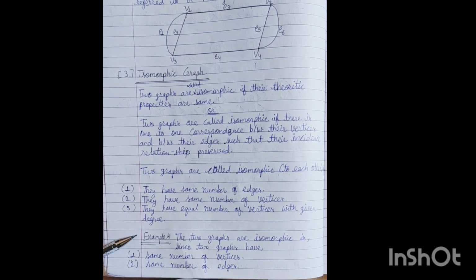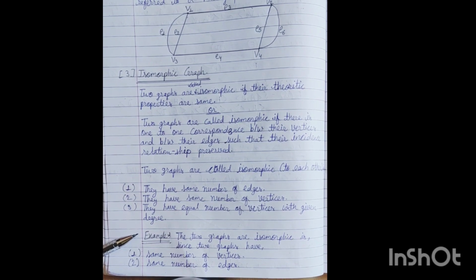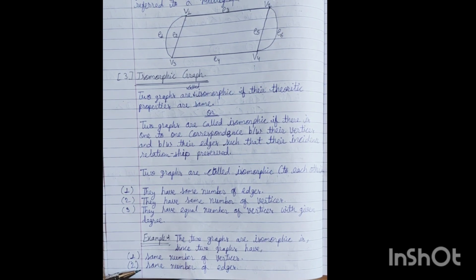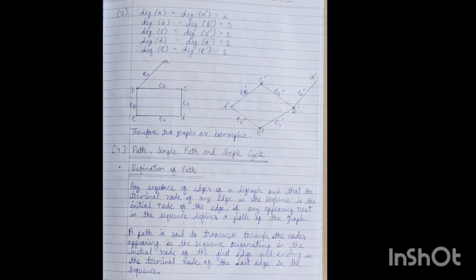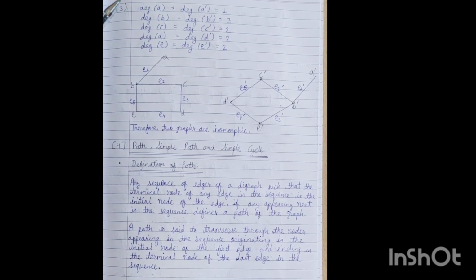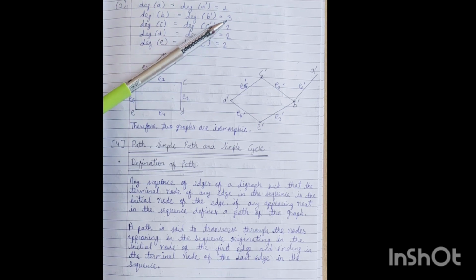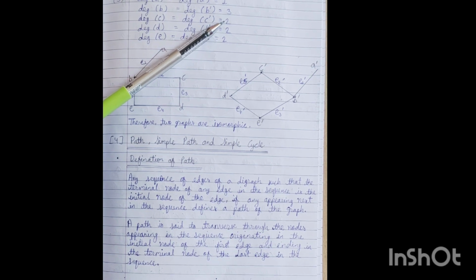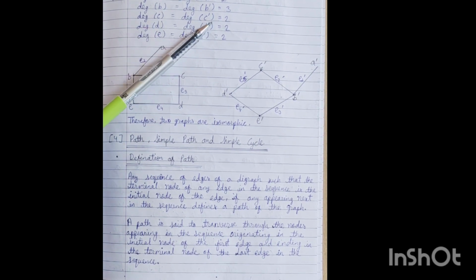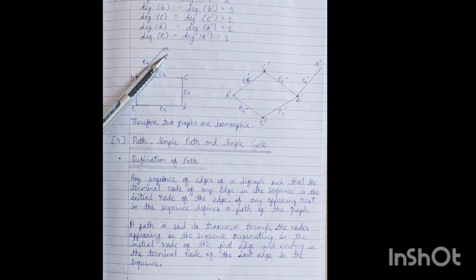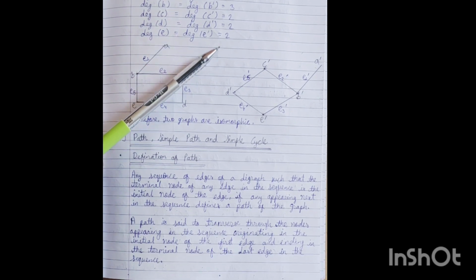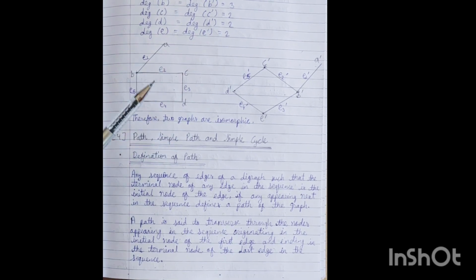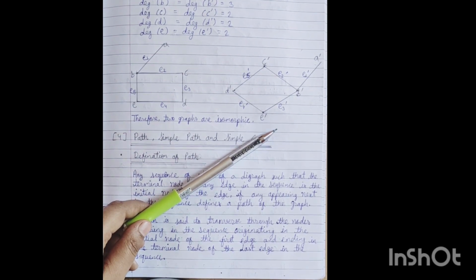Now, for example, the two graphs are isomorphic since they have the same number of vertices and the same number of edges. Third, degree of A is equal to degree of A dash is equal to 1. Degree of B is equal to degree of B dash is equal to 3. Degree of C is equal to degree of C dash is equal to 2. Degree of D is equal to degree of D dash is equal to 2. Degree of E is equal to degree of E dash is equal to 2. These two diagrams are isomorphic graphs.